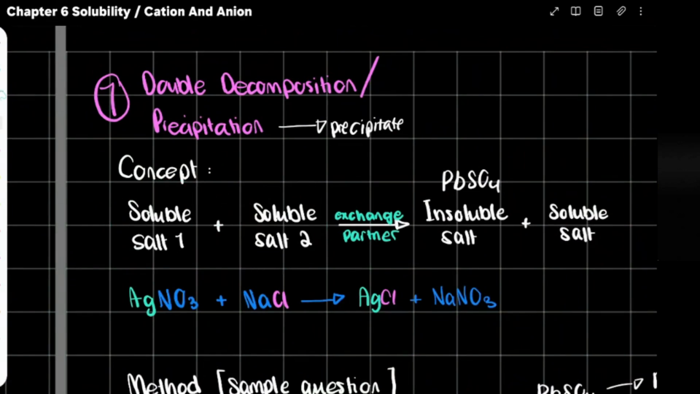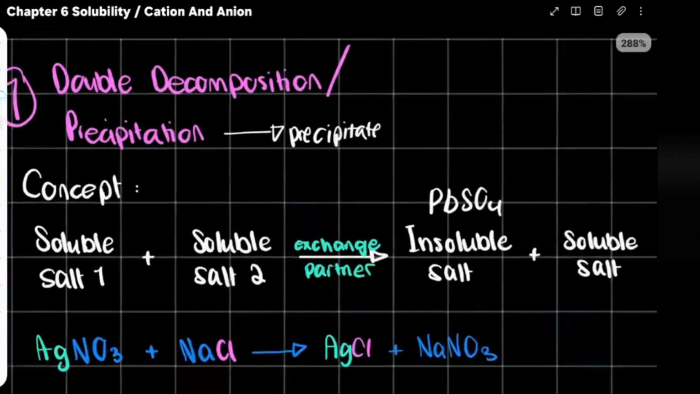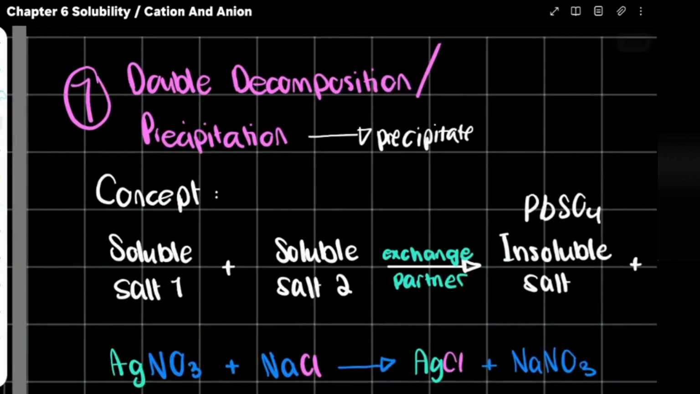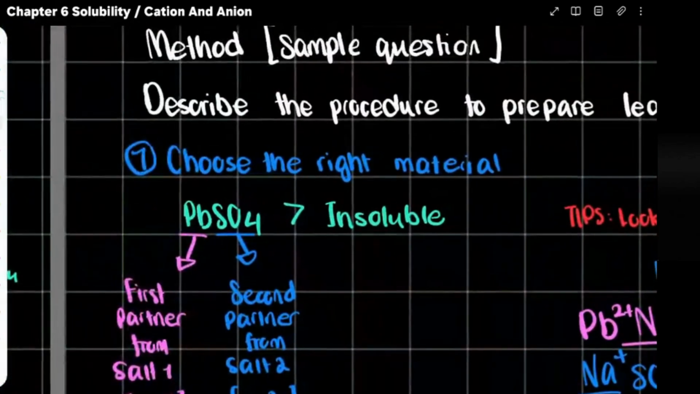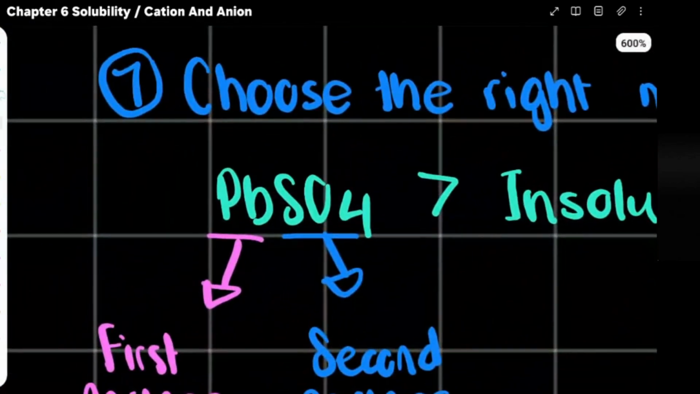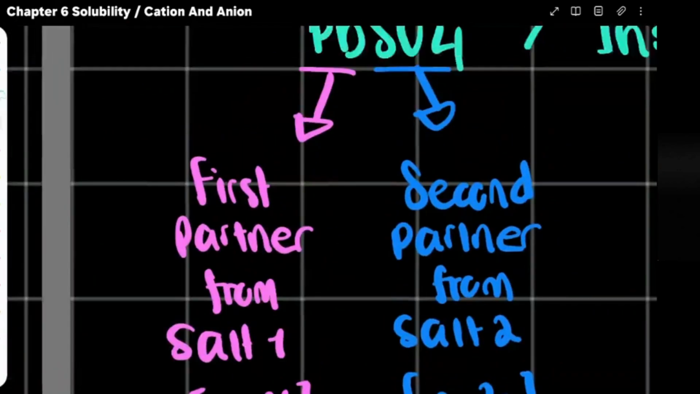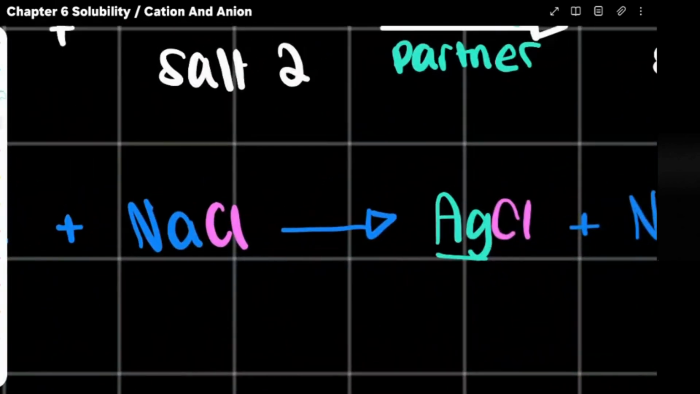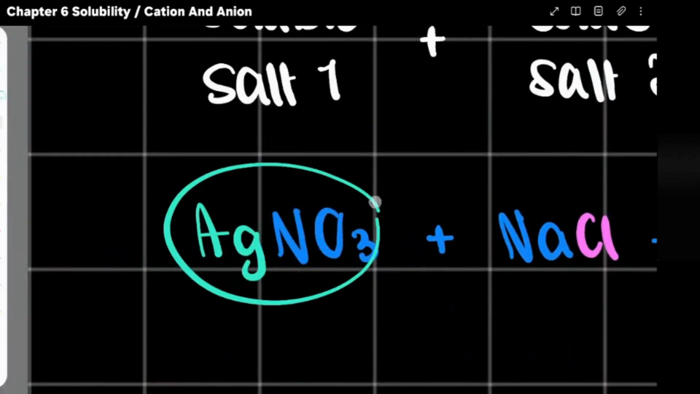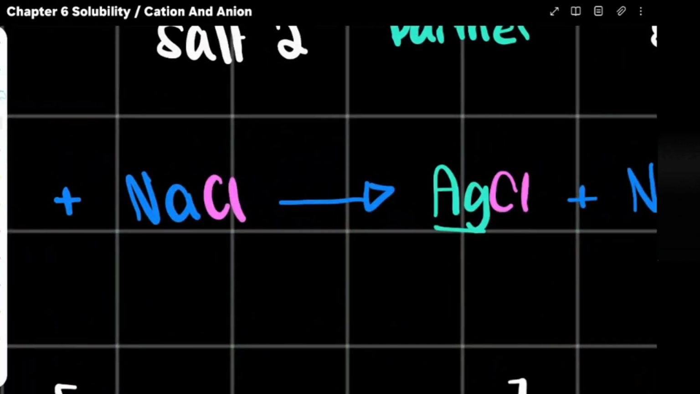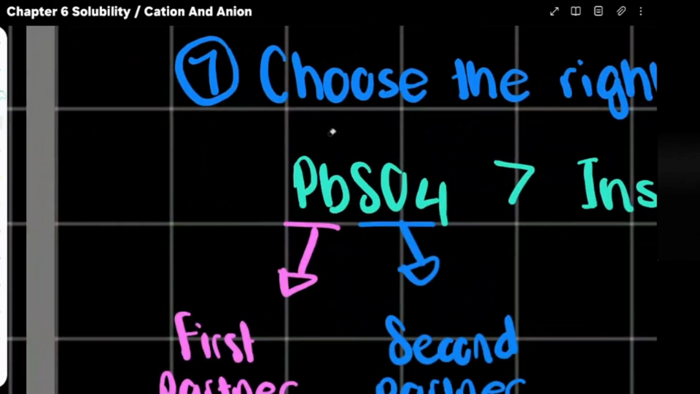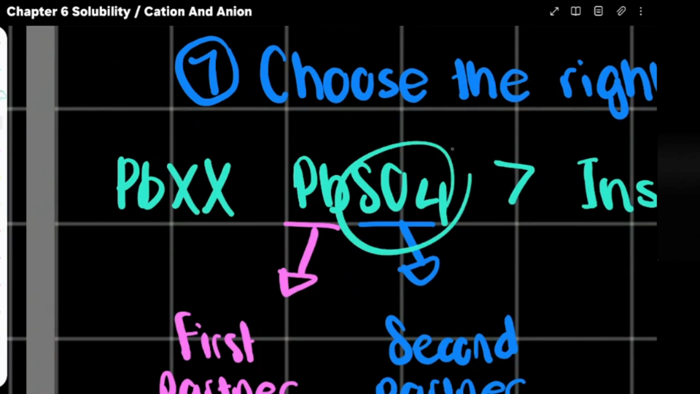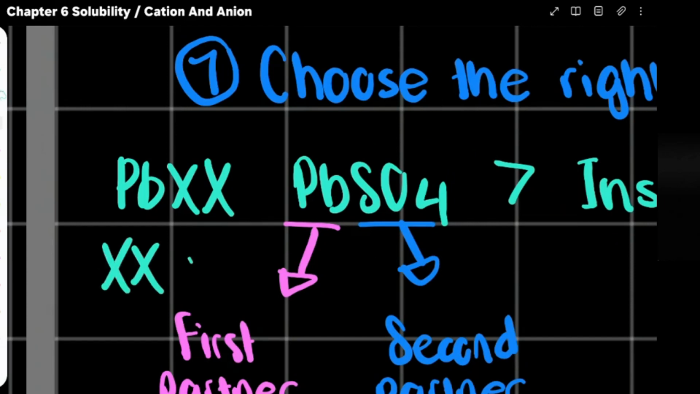This is why it's called preparing a salt, because we do not know what two salts we're going to use to create this salt here. That's the difficult part. Actually, it's not difficult. Just look here, PbSO4. Pb is the first partner, from salt one. Look here, Ag, what's the first partner from? This one, common sense. Cl is the partner for the second one. So for Pb, the partner will be Pb something. And for SO4, the partner will be something SO4.